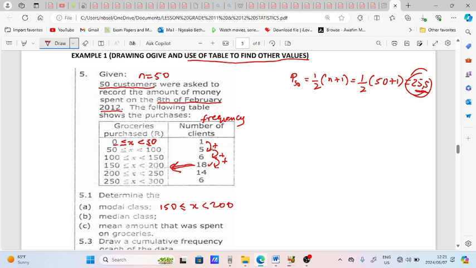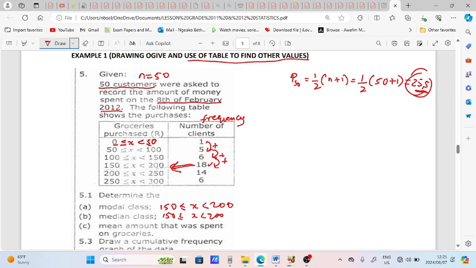Okay, it's fine. It means the median class is still the same, 150 to 200. It means in this case the mode and the median are equal. Fine. Determine the mean amount that was spent on groceries.